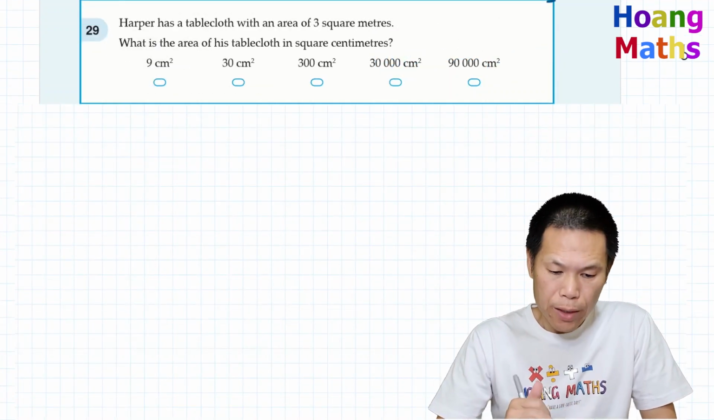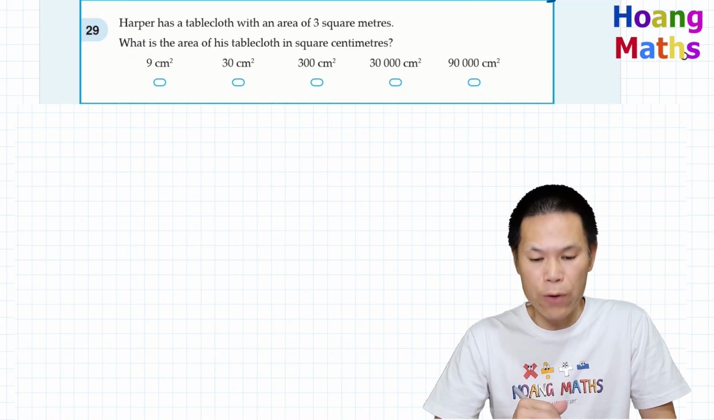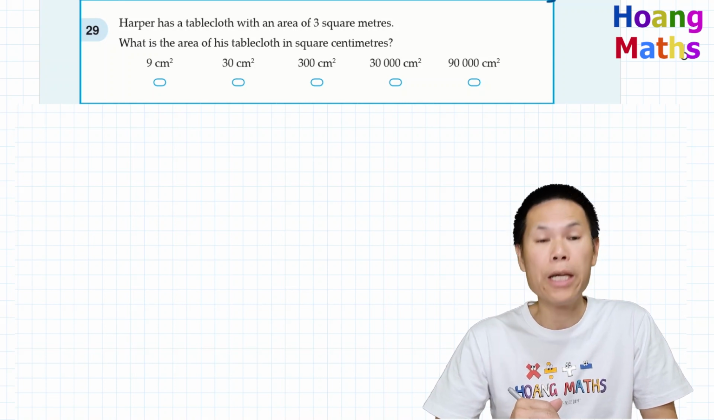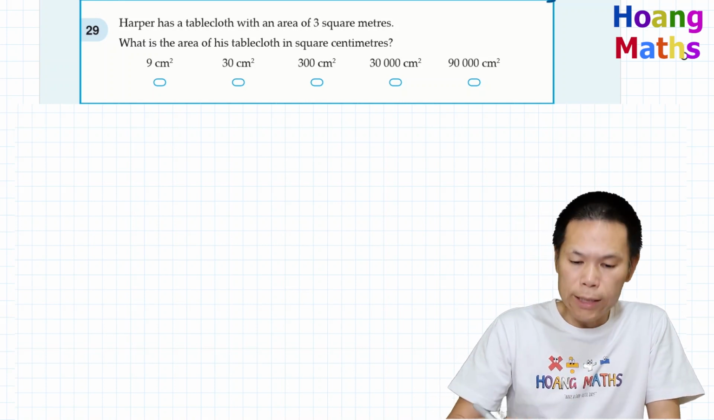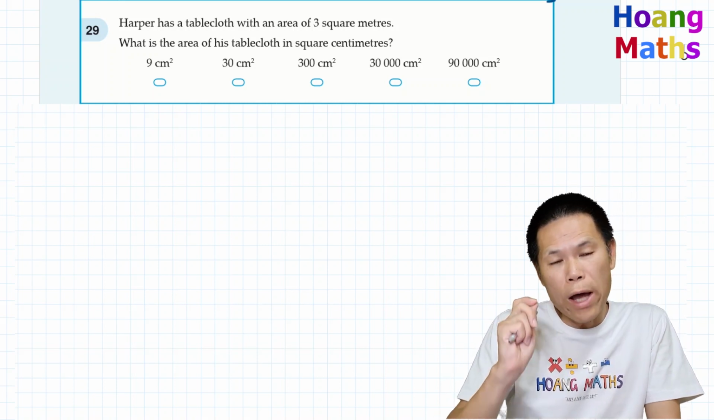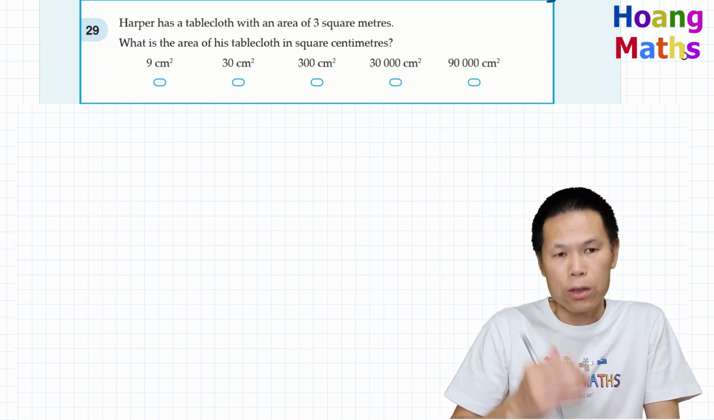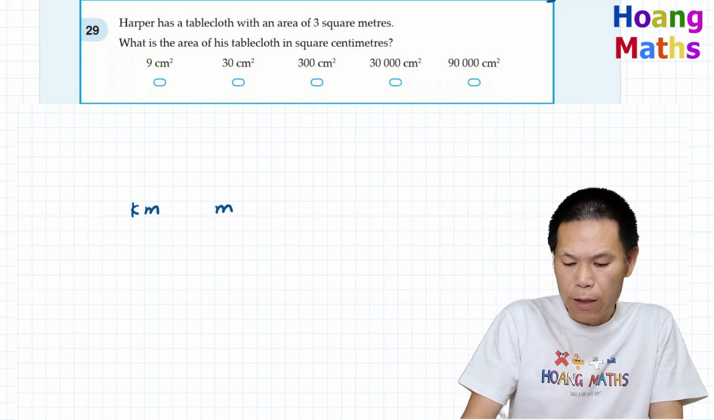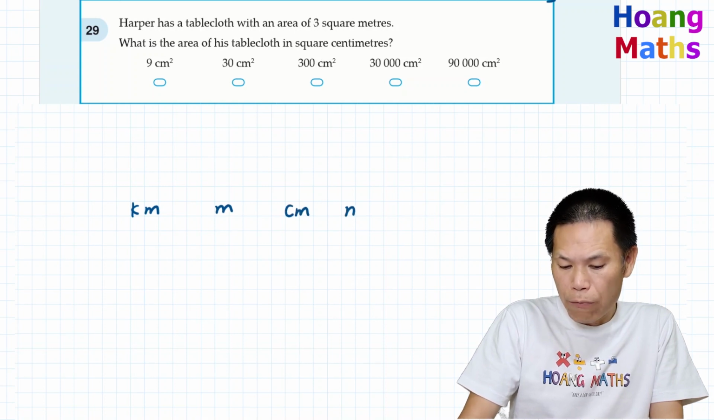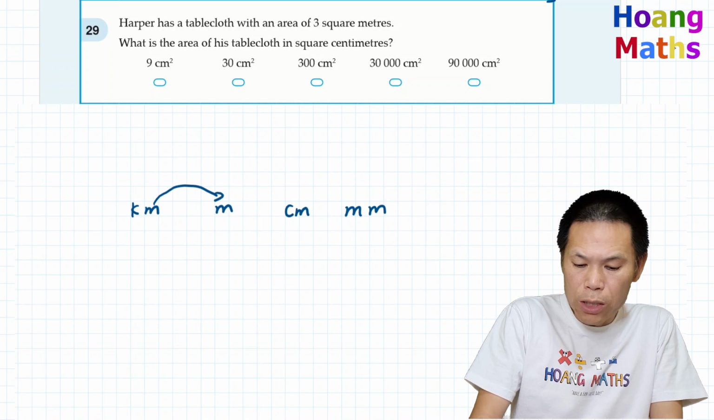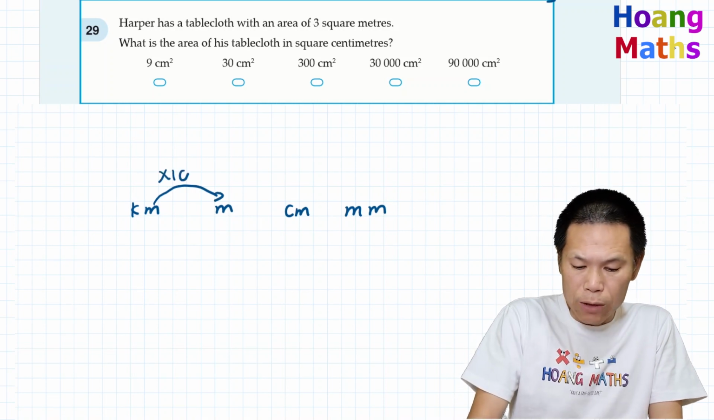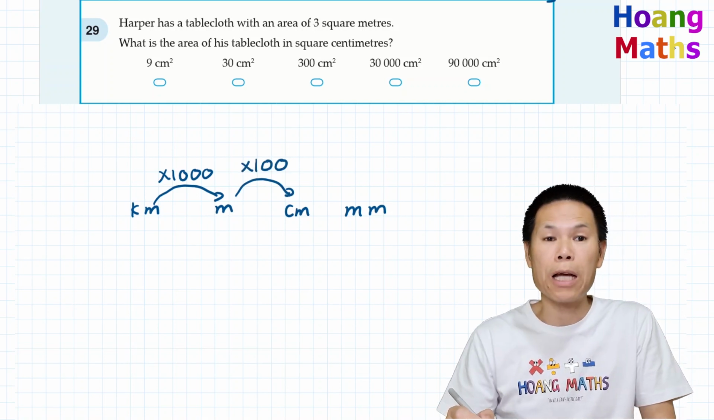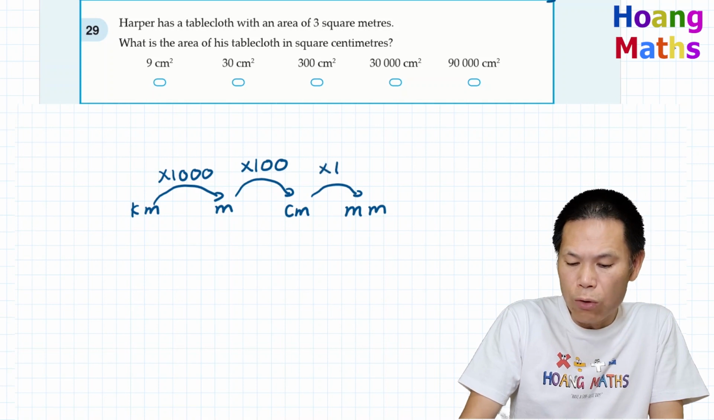Question 29. Harper has a tablecloth with an area of 3 square meters. What is the area of his tablecloth in square centimeters? To work this out, first of all, we need to know that 1 meter is 100 centimeters. If we don't know, we start from here. Kilometers, followed by meters, followed by centimeters, and then followed by millimeters. From kilometers to meters, we times 1,000. And then from meters to centimeters, we times a 0 less, so that becomes 100. And from here to here, a 0 less.